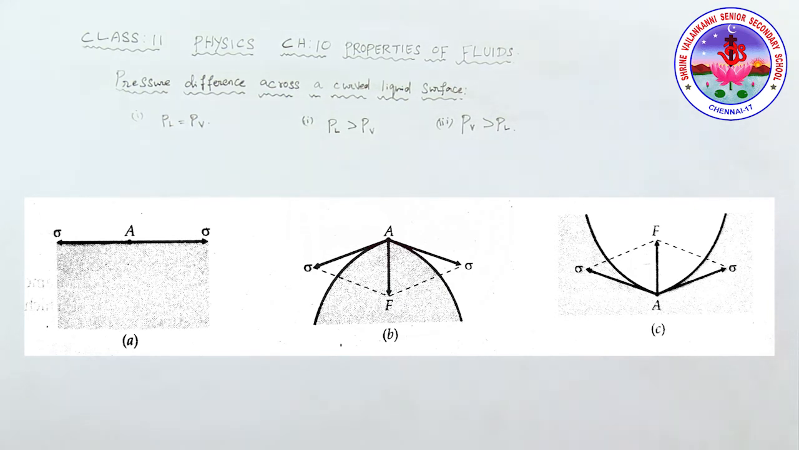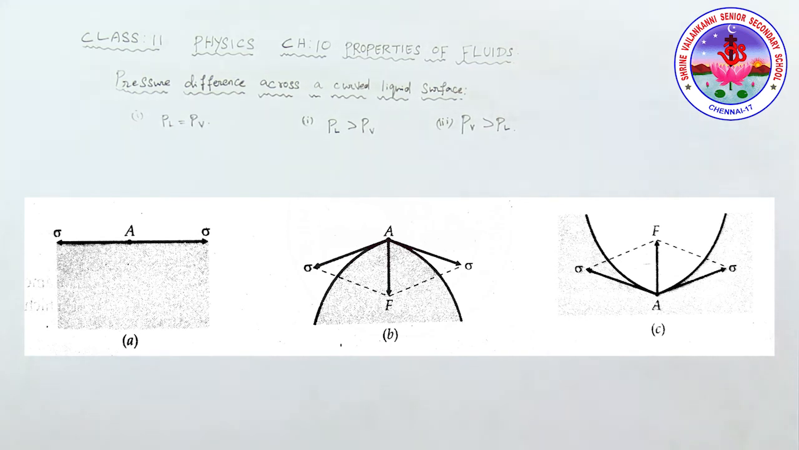In the second case, if the surface is convex, there is a resultant downward force F on the molecule A. For the surface to remain in equilibrium, the pressure on the liquid side must be greater than the pressure on the vapor side. So PL is greater than PV.